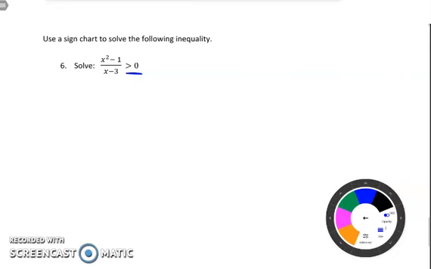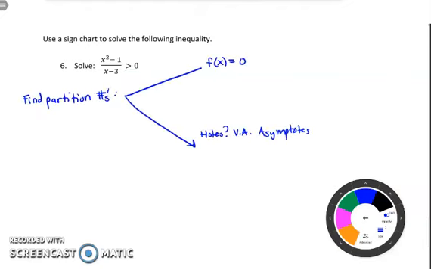I didn't have to consider those in number 5 with a polynomial, because polynomials don't have holes and asymptotes and jumps and all of that, but rationals could. So let's find our partition numbers. Step 0 is already done, set equal to 0. Find the partition numbers. Okay, we're gonna have to think about 2 scenarios.